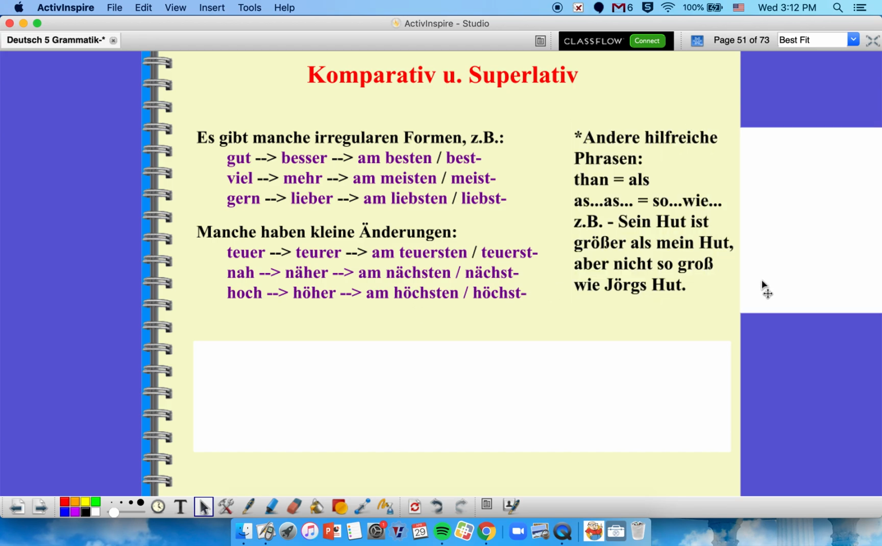And then a little side note here, hilfreiche Phrasen. When you are comparing things, if you want to say something is bigger than, that would be als, größer als. Or if you want to say, like, as big as an elephant, so groß wie ein Elefant. So the words so and wie work like our as. So zum Beispiel, sein Hut ist größer als mein Hut, aber nicht so groß wie Jörgs Hut.